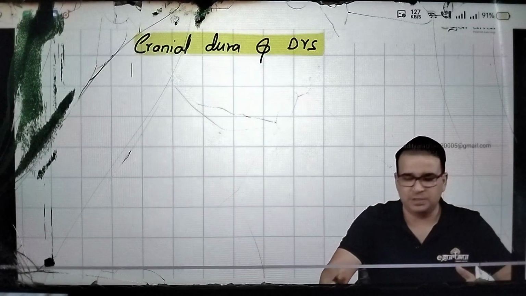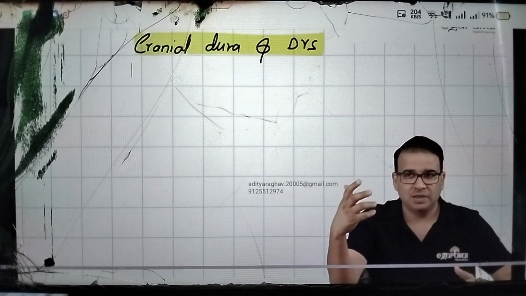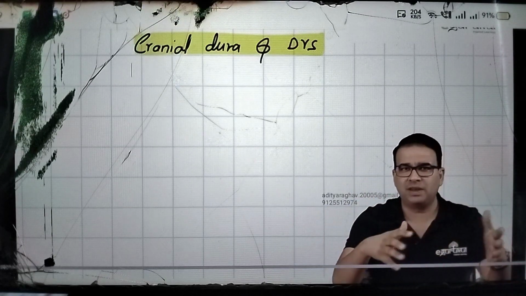Now let's move on to the cranial dura mater and the dural venous sinuses. When we say the word cranial dura mater, we are specifically talking about the dura mater in the cranial cavity, because the dura mater at the spinal level is very different from the cranial.